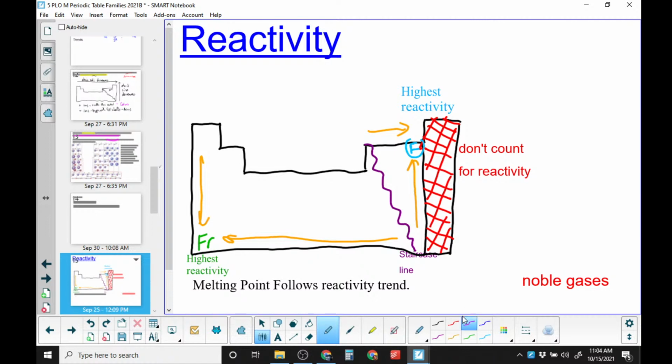Once again, on this side of the staircase line, what do these elements want to do with their electrons? Do they want to get more and become negative, or do they want to give them away and become positive? Yeah. So they give away electrons. What are positive ions called? Cations. Give away electrons. These are known as cations.